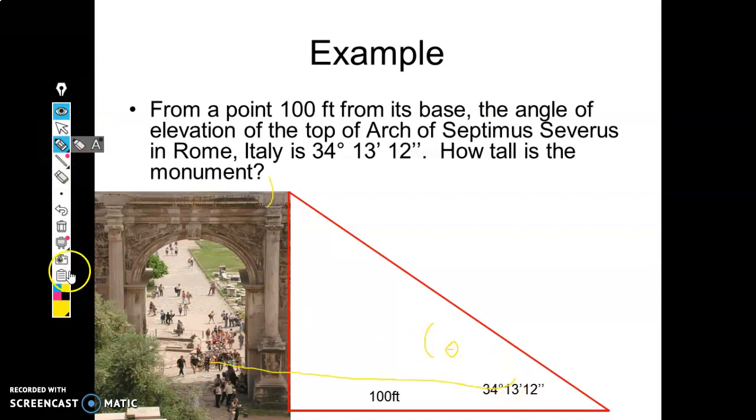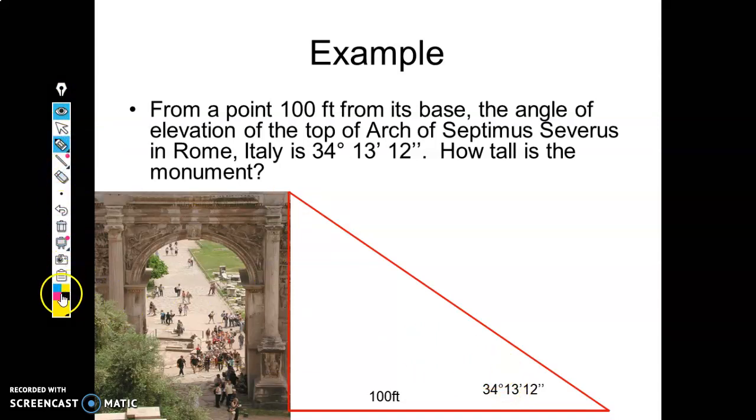All right, so you have to take, let me use a different color besides red, that's awful. All right, you have to take the 34 degrees, okay, then you're going to add it to, okay, there is 13 minutes, so there's 60 minutes in a degree, so you really have 13/60ths of another degree, okay? And there is 3,600 seconds in a degree, because there's 60 minutes in a degree, and then there's 60 seconds in a minute, so it's 60 times 60, so there's 3,600 seconds in a degree.